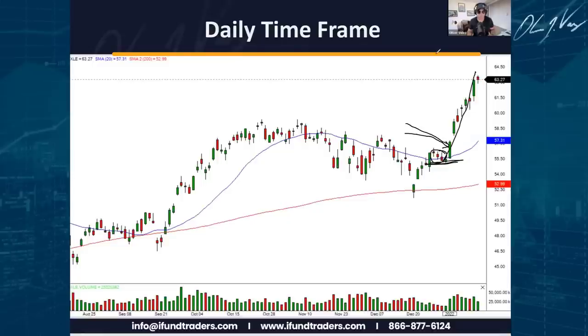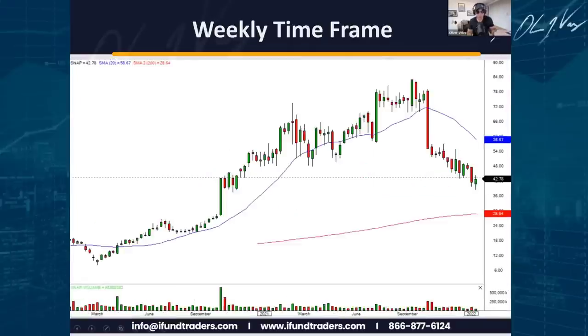All right. And so that's looking at a daily time frame. This is a daily chart. Now, if I go to a weekly time frame, you can see it in snap. Now, sometimes in the weekly, the events that you're watching happen a little further apart in time, right?